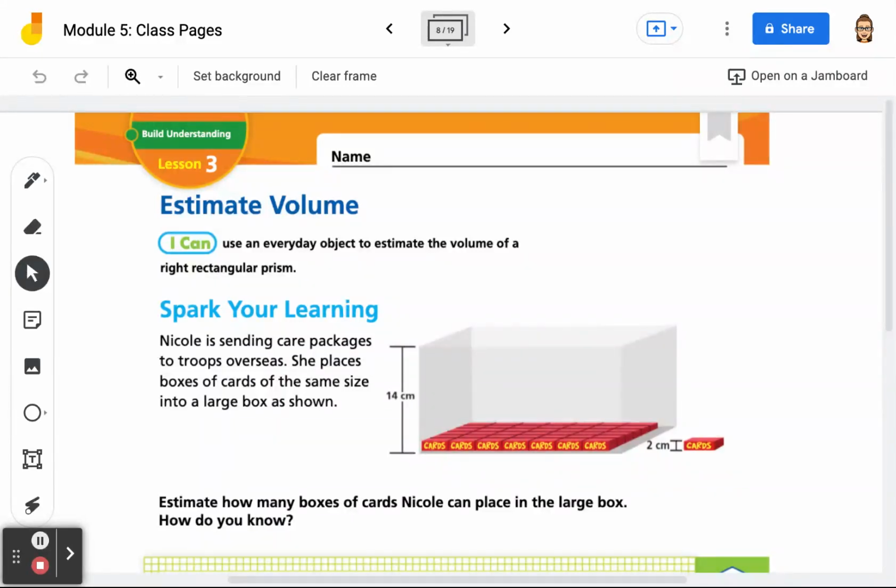It says, Nicole is sending care packages to troops overseas. She places boxes of cards of the same size into a large box, as shown. Estimate how many boxes of cards Nicole can place in the large box. How do you know?